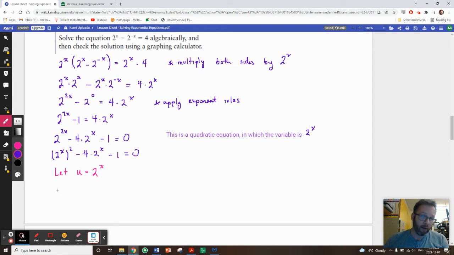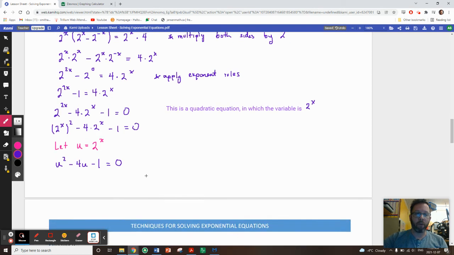U is 2 to the power of x. I'll replace it. I get u squared minus 4u minus 1 equals 0. And now our strategy is kind of unfolding. We can solve this quadratic equation fairly easily. In our case here, we'll be using the quadratic formula. That will give us some values for u, or 2 to the power of x. From there, we can actually find out what x is using our skills from previous examples. So let's go about our business.